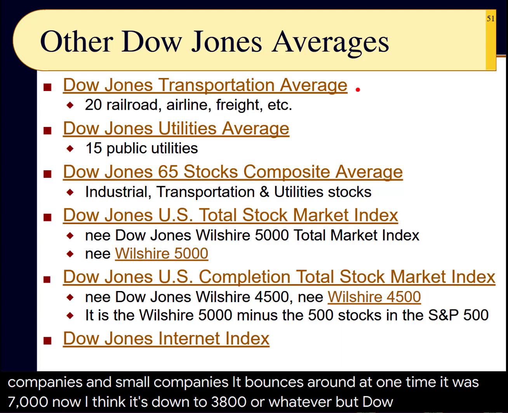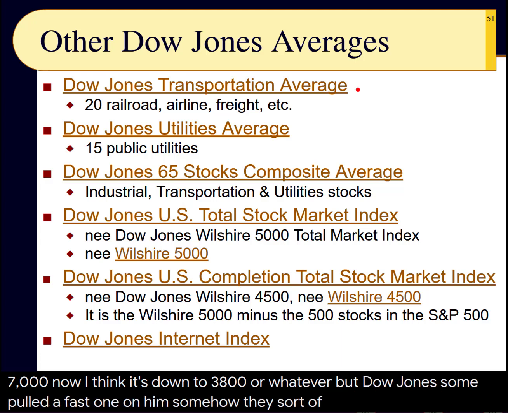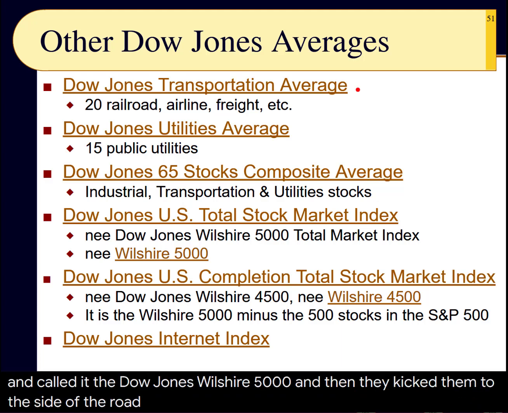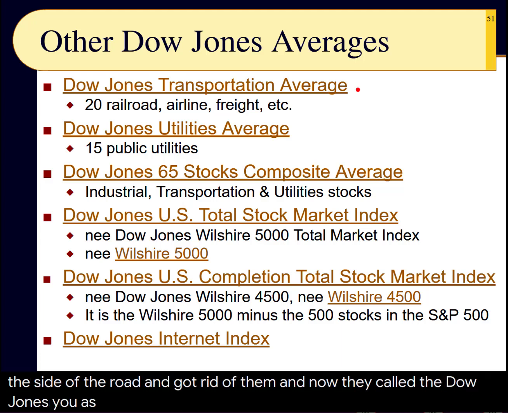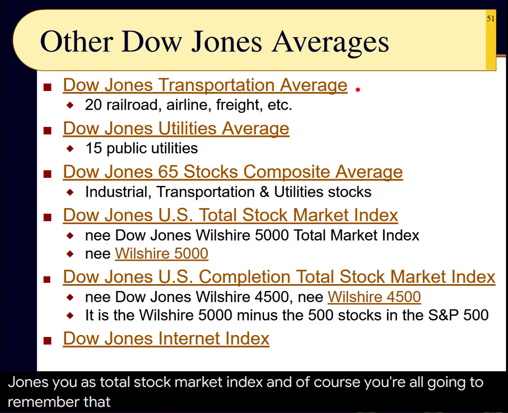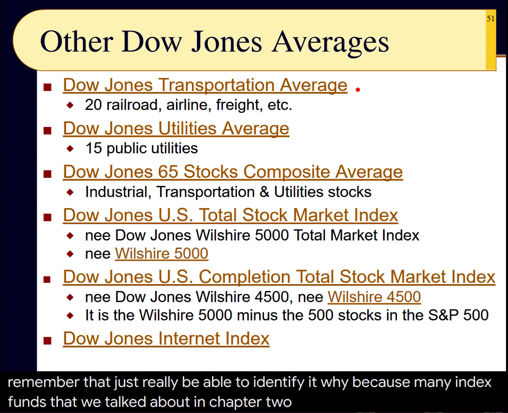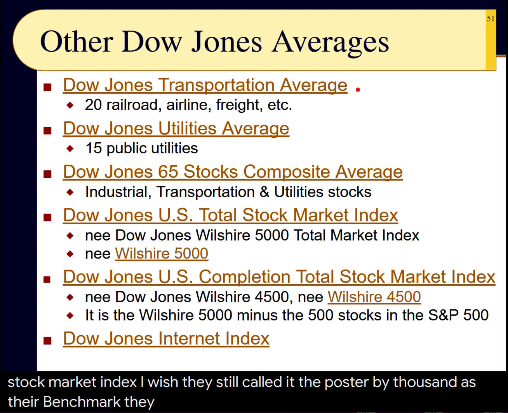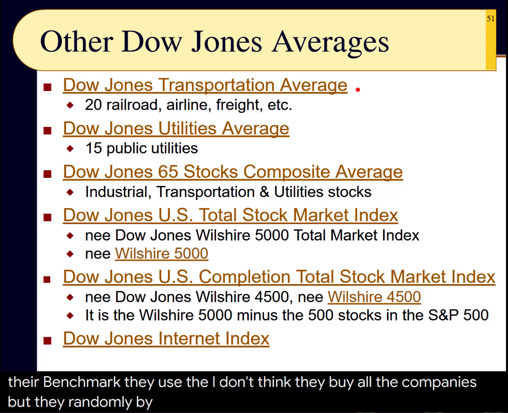But Dow Jones pulled a fast one on them. Somehow they got together with them and called it the Dow Jones Wilshire 5000. And then they kicked them to the side of the road and got rid of them. And now they call it the Dow Jones U.S. Total Stock Market Index. And of course, you're all going to remember that. Just be able to identify it. Why? Because many index funds that we talked about in Chapter 2 use the Dow Jones U.S. Total Stock Market Index. I wish they still called it the Wilshire 5000. They use it as their benchmark. I don't think they buy all the companies, but they randomly buy many of the companies in the index.